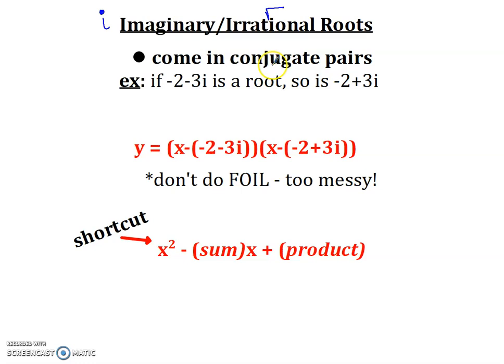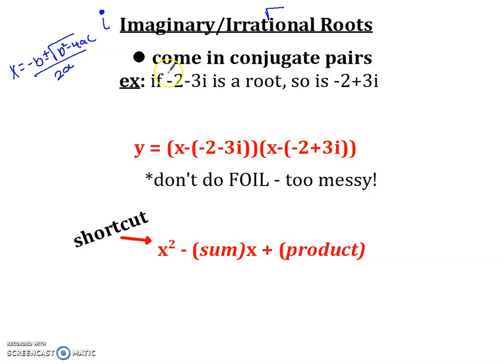Okay. They come in conjugate pairs, and that's because we get those answers from the quadratic formula. And so you can see with the quadratic formula, you always have plus a root and minus the root. So that's why anytime we have an imaginary or irrational root, we also have its conjugate pair. Okay. So what that means, if -2 minus 3i is a root, so is -2 plus 3i. Okay, conjugate just means you always want to write the imaginary or irrational part second. It just means change the sign between them.